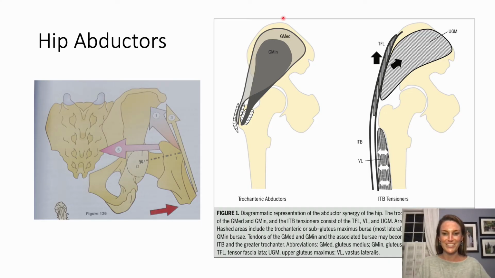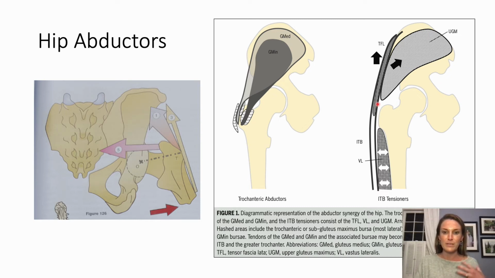Hip abductors. So the glute med is the main hip abductor, and it works so efficiently because it is perpendicular to the lever arm. And the glute med and the TFL are responsible for stabilizing the pelvis. The 2 types of abductors are your trochanteric abductors, so the glute med and the glute min. And then you have your IT band tensioners, so the TFL and the upper glute max, both attached to the IT band, and they have this synergistic relationship when they co-contract to create that pure abduction.